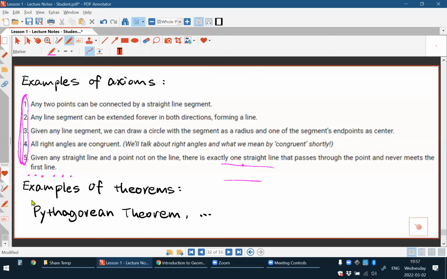And some examples of theorems are, for example, which you have already learned, the Pythagorean theorem, right? This is a theorem we need to prove. It's not an axiom, but a statement that has to be proved according to the axioms and proved theorems, okay?